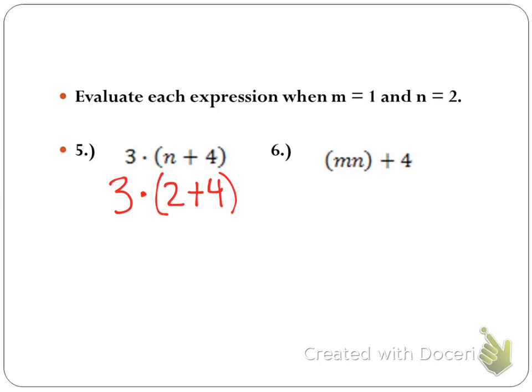All right, the first thing we will replace now would be the parentheses. Always start with parentheses. 2 plus 4 can get replaced with what? A 6. Everything else stays the same, the 3 and the multiplication sign. 3 times 6 is 18. That is our answer. So when we evaluate, our first step is to substitute, and then we simplify.